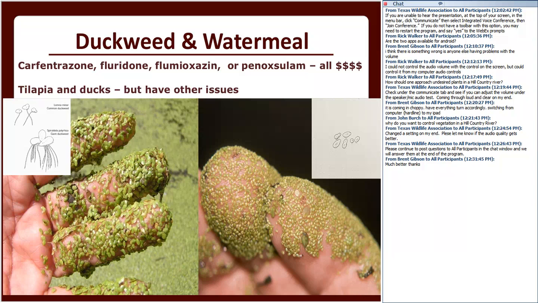Now, these two species are very problematic in that watermeal is the smallest seed-bearing plant on Earth. Each one of those little discs can produce up to 20 seeds per month, each month during the warm growing season. And there can literally be hundreds of millions of these plants on a single acre of water, so they're creating this enormous seed bed.